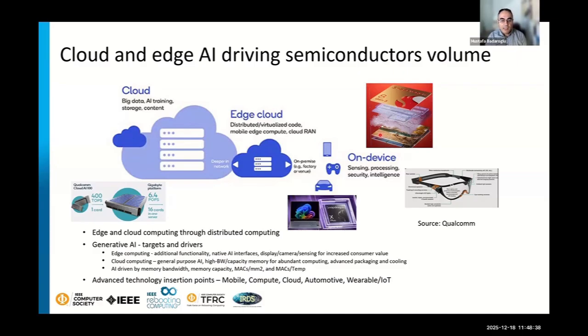So with AI today, the bottleneck is mostly the memory, and also the temperature and footprint: how to bring the compute efficiency at unit temperature and area, and also how to increase the memory bandwidth and memory capacity and scale it up and scale out. So the advanced technology insertion points in that space for AI are from IoT all the way to wearables, and then PC, mobile, and high performance computing.